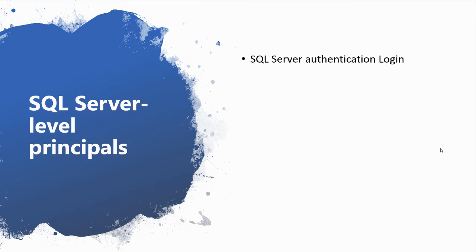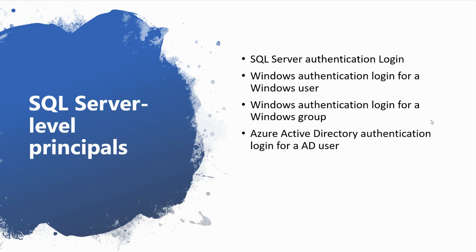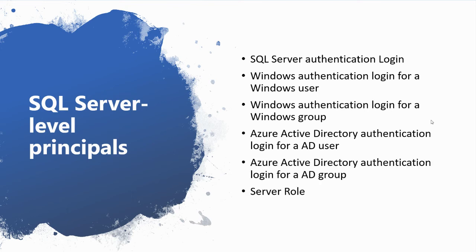In the case of SQL Server level principals, you can see that all the logins are principals there. If it is a SQL Server login or a Windows authentication login, both of them are principals here. And if you have Windows authentication for a Windows group, that is also a principal here. As I explained before, a user or a group can be a principal. And the same principle applies to Active Directory as authentication.